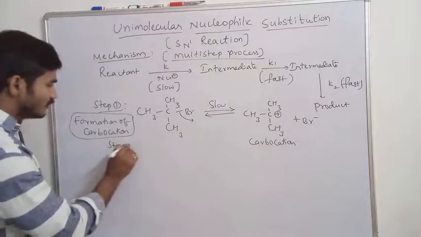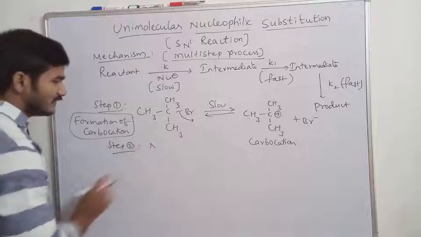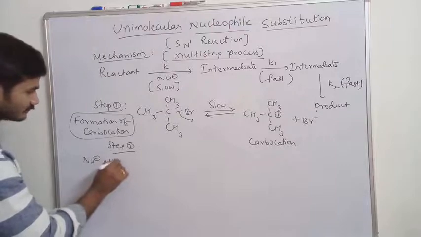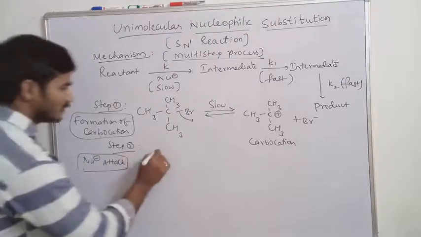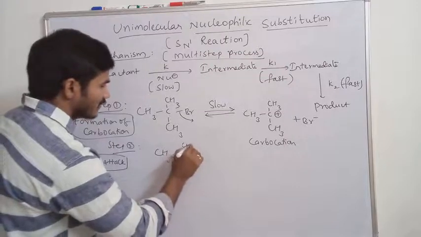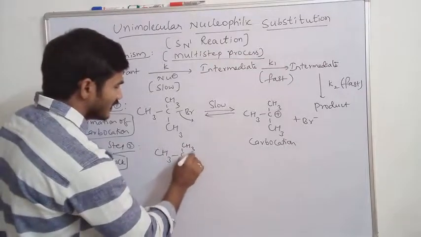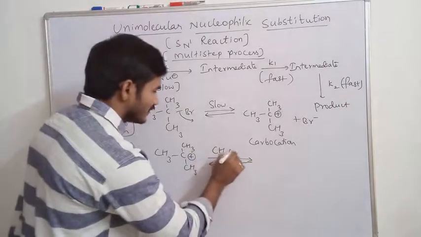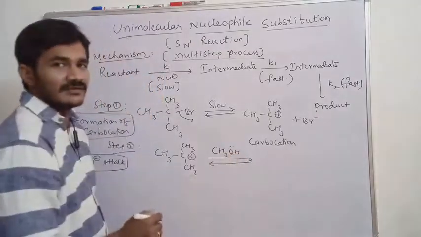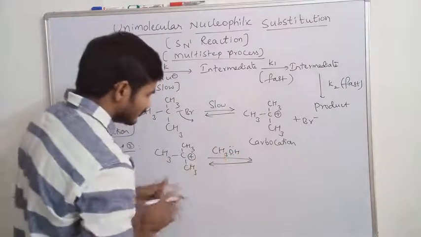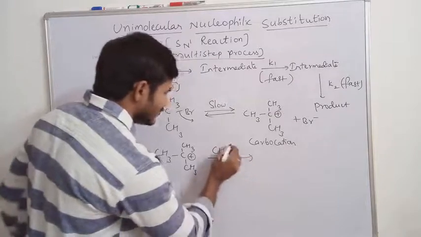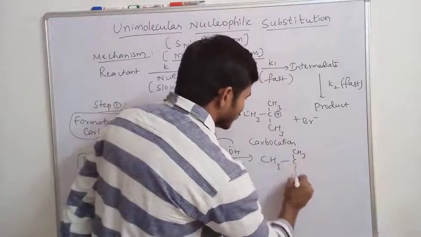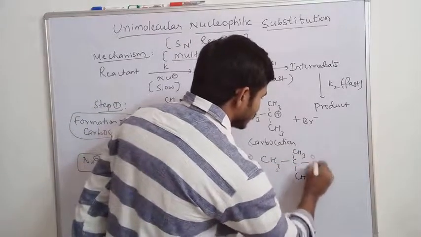Step 2 is nucleophilic attack. What nucleophile are we taking here? Methanol. It means there is no particular nucleophile in this. Here we are taking the solvent, and the solvent itself acts as the nucleophile. The nucleophile attacks here and it can form the protonated product, CH3 O H CH3.